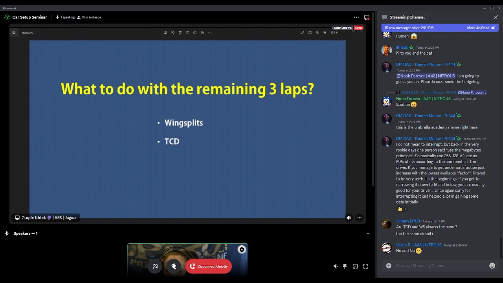Oh, I'm sorry, I was missing Johnny's question. No, they are not the same. They are very similar. If you have a direction and a size, an idea of the size of the wing split, it's going to be similar. But this wing split is also dependent on the driver. So if you have a different driver, it's going to change. It's weather dependent too. But you have a very good starting point.